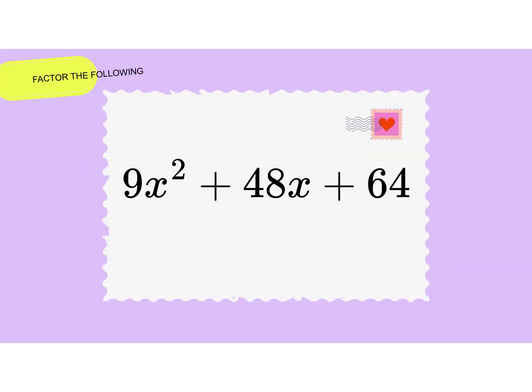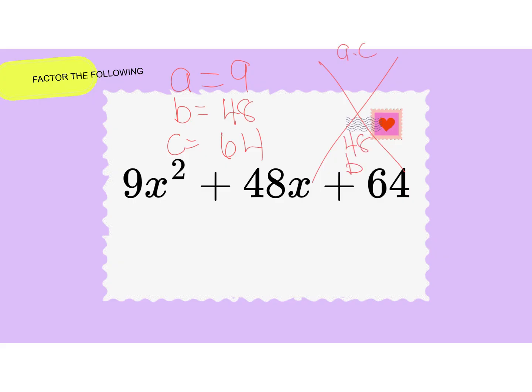Okay, here's my next one. On this one, my A value is greater than 1. But still I'm just going to play Xbox A, B, and C. A is 9, B is 48, C is 64. So here, let's see, I'm going to have to do my A times C equals my B. My B value is 48.